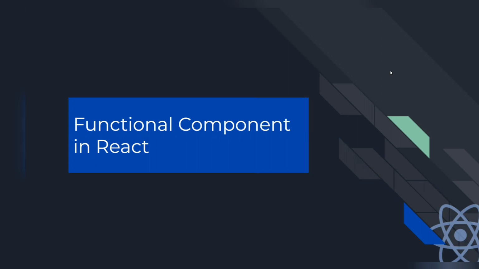In the previous session, we discussed React components and their types. So today's session, I will discuss functional components. So what is a functional component in React? Functional components are just JavaScript functions which contain some logic to perform certain actions. This component accepts data as props and returns a React element, which is nothing but our HTML element.